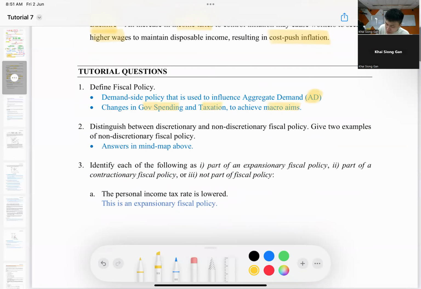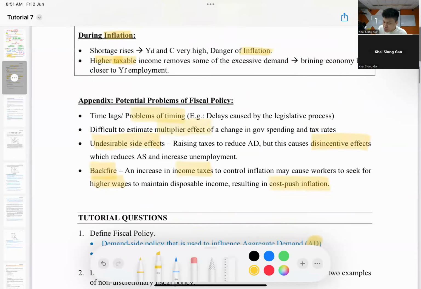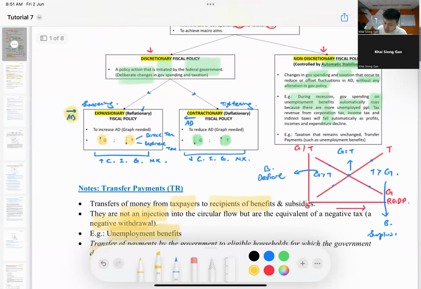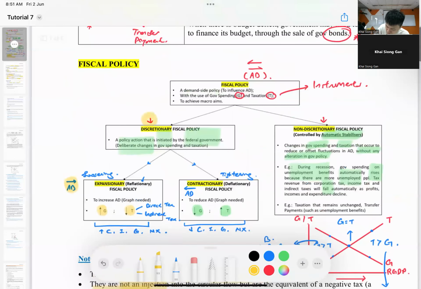Okay, now question number two, distinguish between discretionary and non-discretionary fiscal policy and give two examples of non-discretionary fiscal policy. So therefore, this one, the answers will be on the mind map, which is this one over here, discretionary fiscal policy and non-discretionary fiscal policy over here. And what are the examples they can give for this one?